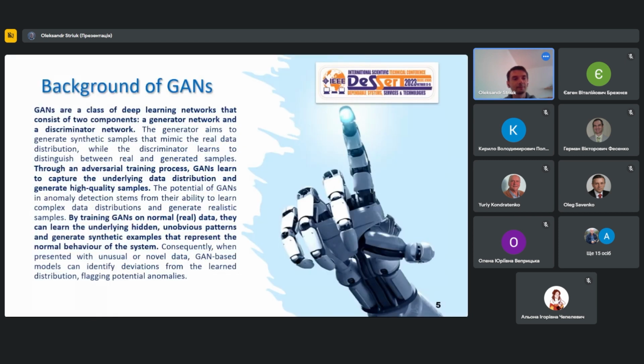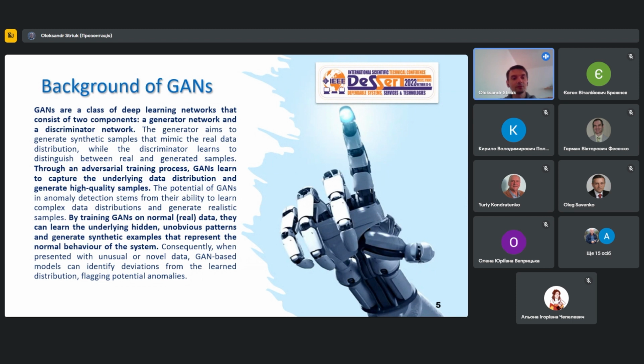Background of GANs. GANs are a class of deep learning networks that consist of two components, a generator network and a discriminator network. The generator aims to generate synthetic samples that mimic the real data distribution, while the discriminator learns to distinguish between real and generated samples. Through an adversarial training process, GANs learn to capture the underlying data distribution and generate high-quality samples.